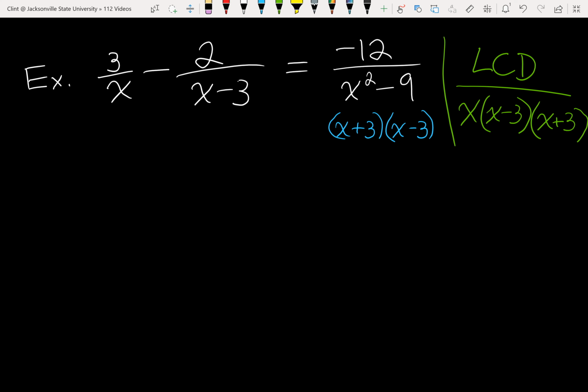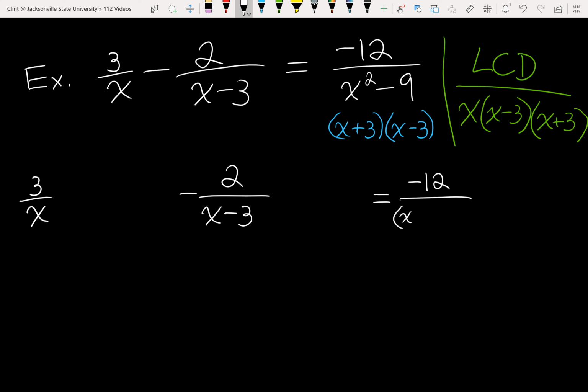So this is our LCD. It's kind of long, but we're going to multiply every part of our equation by our LCD. So we have 3 over x times the LCD, minus 2 over x minus 3 times the LCD, equals negative 12 over x plus 3 times x minus 3, and I'm writing the denominator in factored form because it'll make it easier to see what cancels, times the LCD.